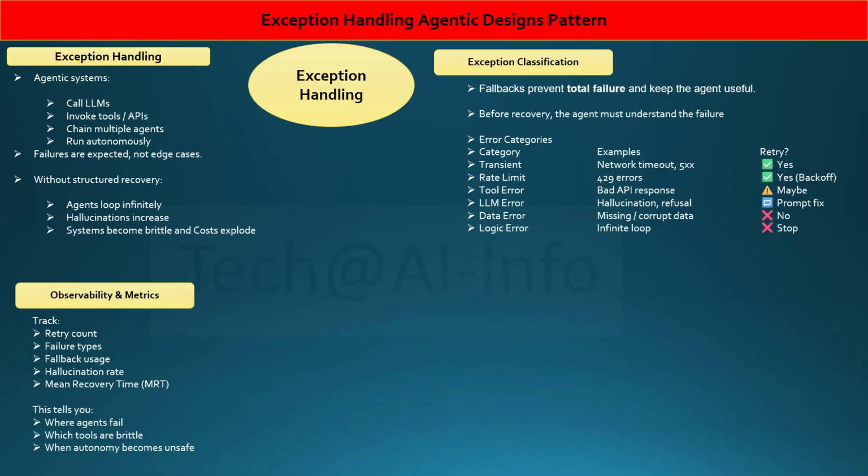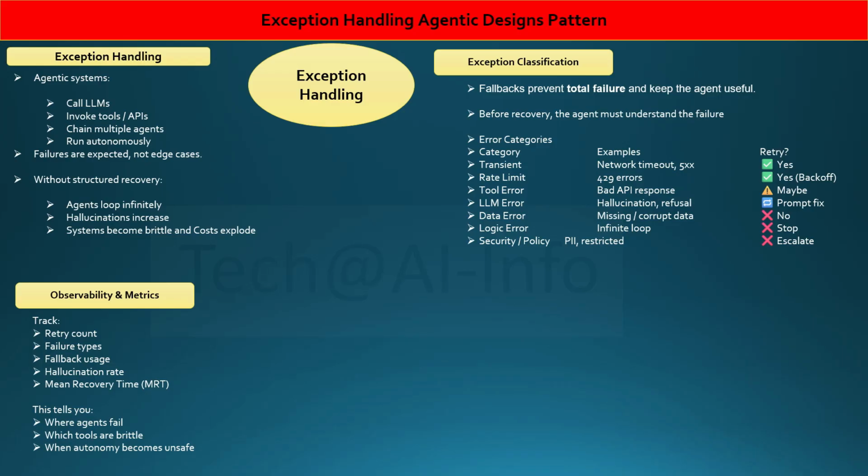Logic errors, such as infinite loops and repeated failed steps, mean the agent's reasoning or planning is broken. Retry is stopped. For correct recovery, terminate execution, log the failure, and trigger redesign or human review. Next is security and policy, such as PII exposure, restricted content, and compliance violations. Retry is never; it is escalated.